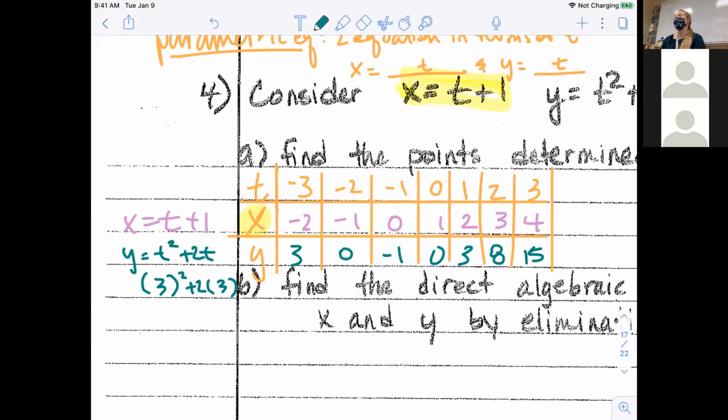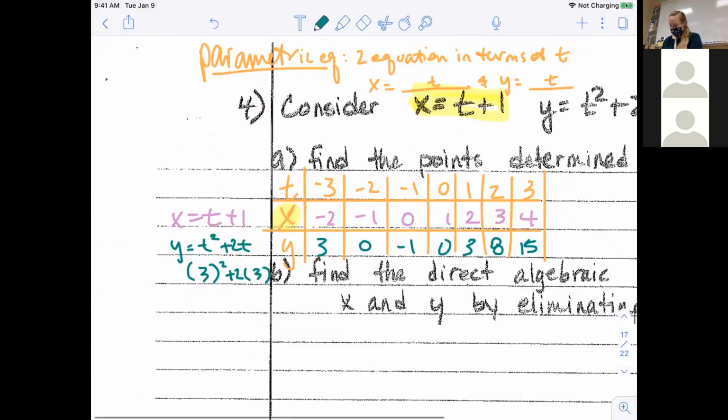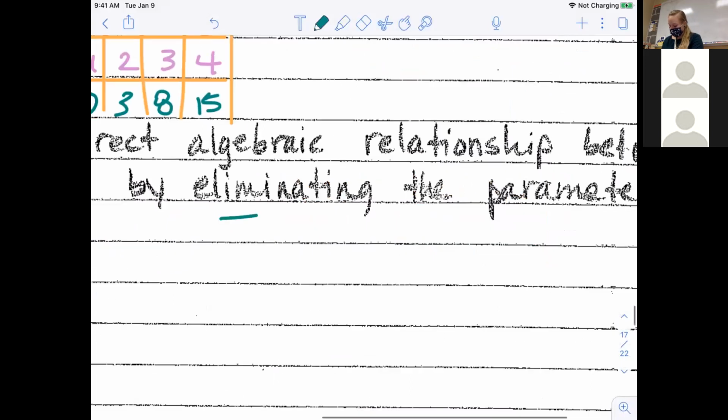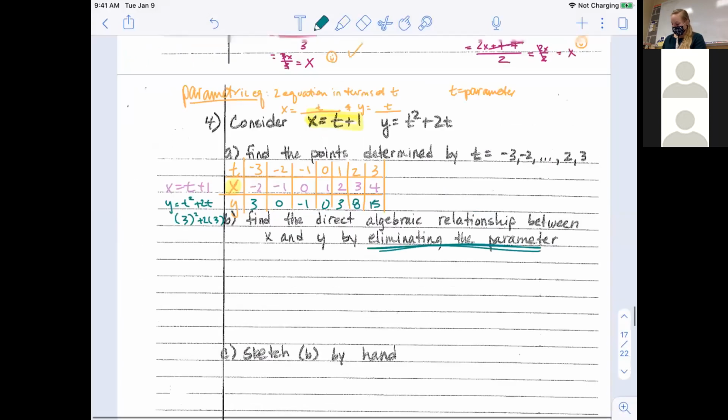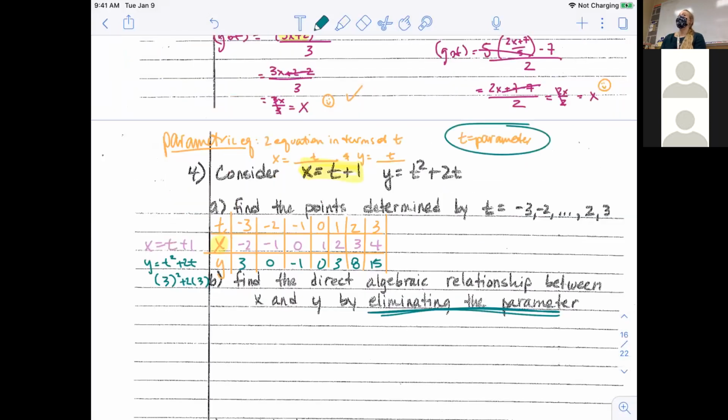So now I've got a t-table. I could literally just plot all those xy points. But instead, I want to find an algebra equation that represents how x and y are related to each other. And it says we are doing that by eliminating the parameter. That is for sure words I use on assessments: eliminate the parameter. What that means is the parameter is t. If the parameter is t, we just don't want it in my equation.